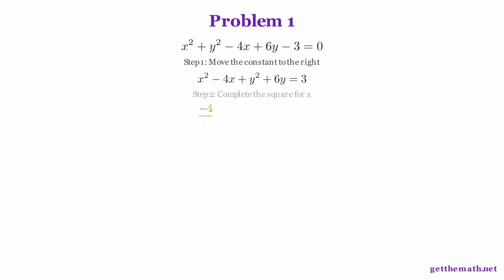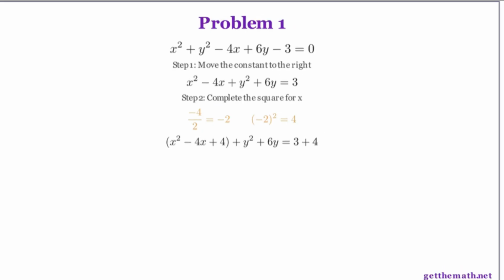Step 2, complete the square for x. Take the coefficient negative 4, divide by 2, you get negative 2. Square it, negative 2 squared is 4. Add 4 to both sides. Now the x group becomes x squared minus 4x plus 4, which factors into (x minus 2) squared.